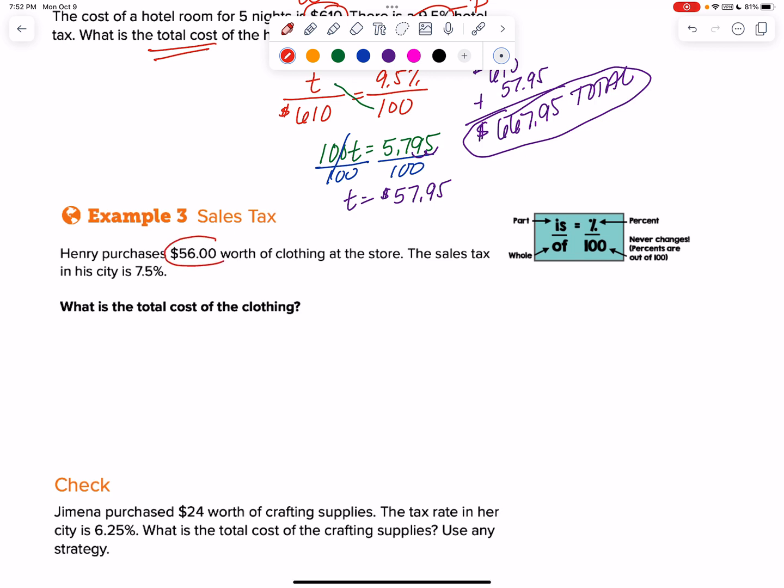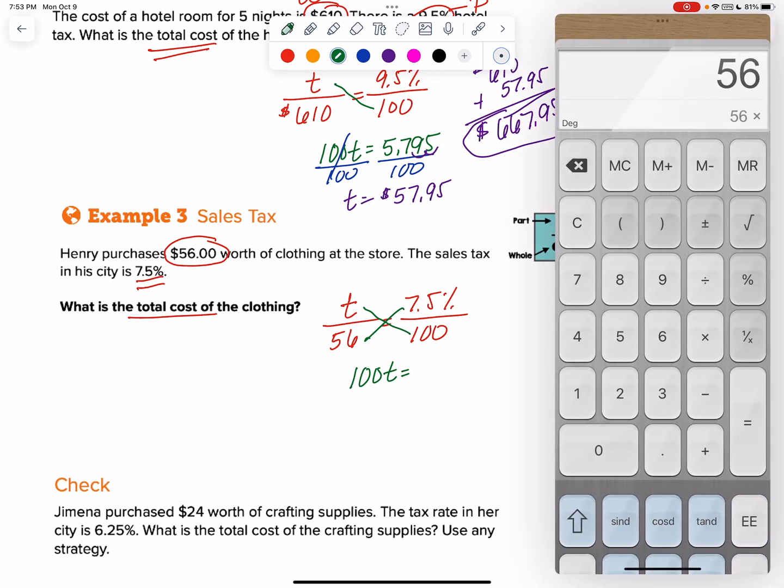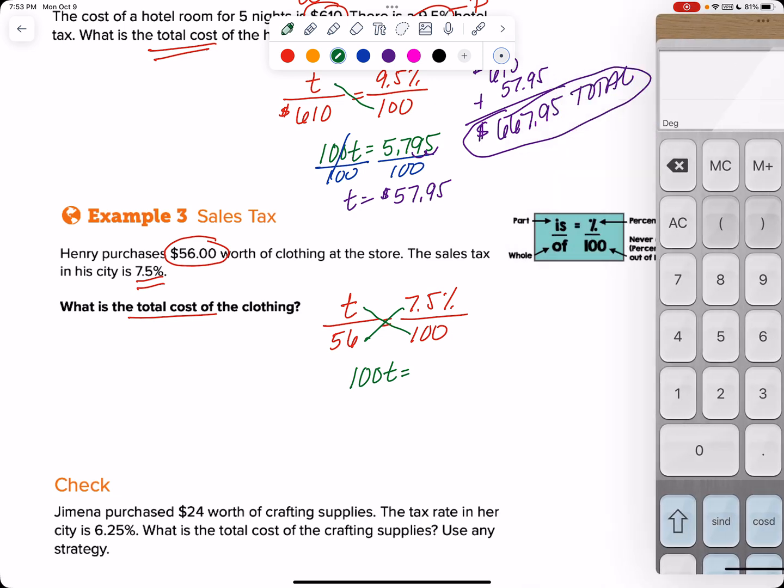He purchases this much worth of clothing, and we have this percent. So let's go ahead and set up our proportion. They're asking for total cost at the end. Okay, so I don't know T. I do know that the cost of the clothing is 56. Set it equal to the percent. It's always out of 100. We do means extremes just like always. Okay, 56 times 7.5 is 420.